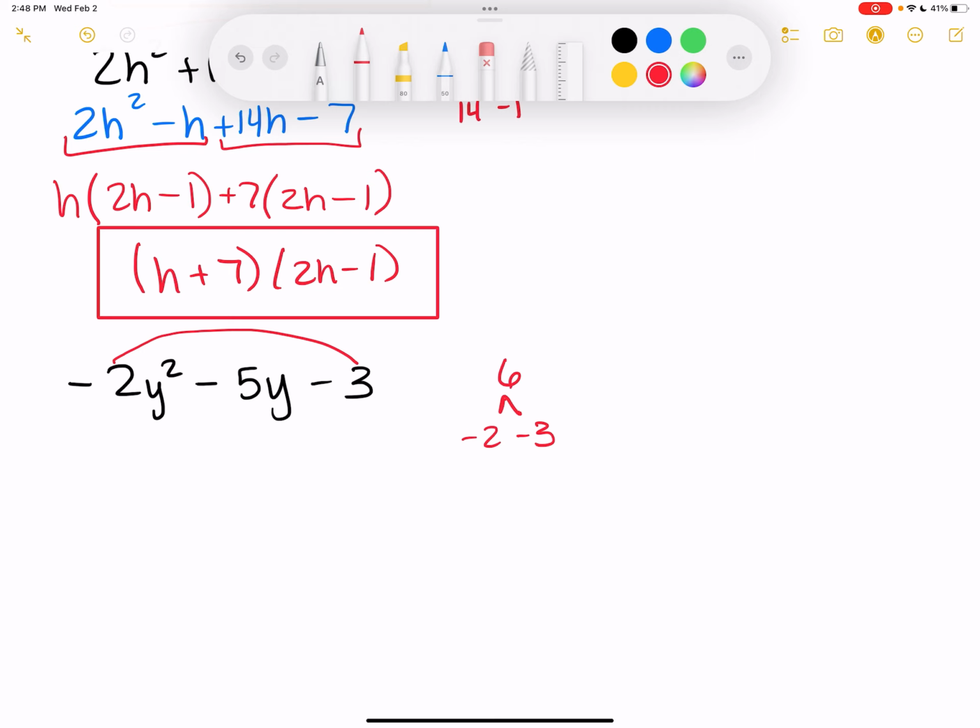I was trying to see if this is one of those, because sometimes I'll have two different sets of factors that could work, but I think this one has to be this. All right, so then negative 2. Hold on, let me switch colors. Since it was the negative 2 times the negative 3, that makes the 6 positive, so it has to be double negative for the factors.